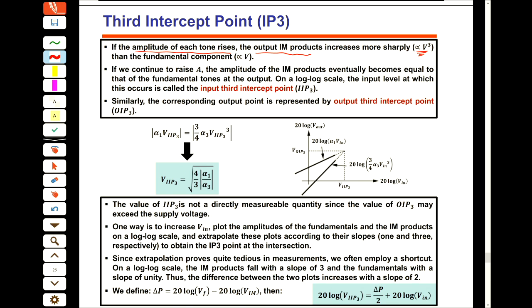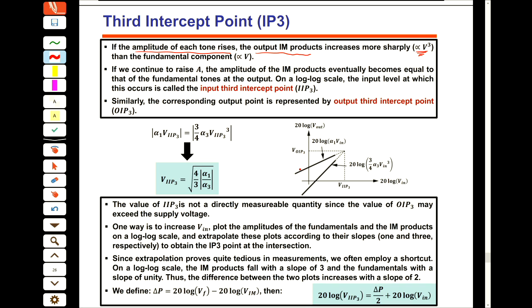Okay. And then we define the third intercept point as the point where, if I increase the input, the fundamental signal and the intermodulation signal reach the same level. I mean, the intermodulation signal is so big that it could influence my receiving performance, okay?